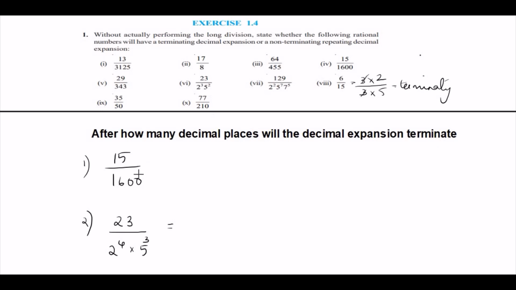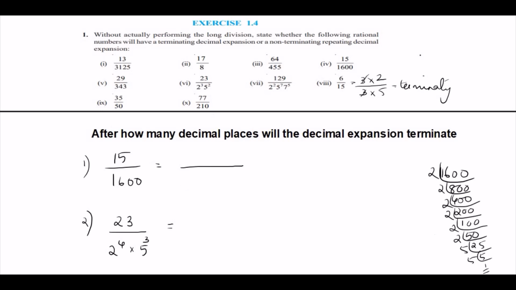So you know the rational numbers can have terminating decimal expansion. So they are asking you after how many decimal places will this decimal expansion terminate. Without performing the long division, you have to factorize the numerator and denominator and then cancel the common terms and write it down. So here 1600 is factorized as 2 raised to 6 into 5 square, and in the numerator when you factorize, you get it as 3 into 5.